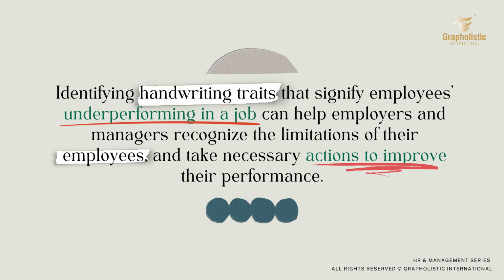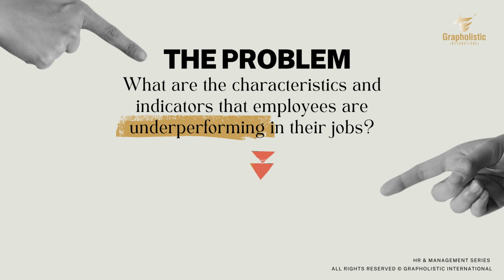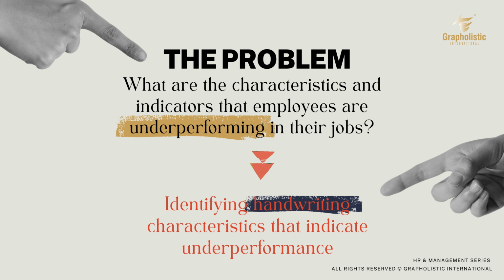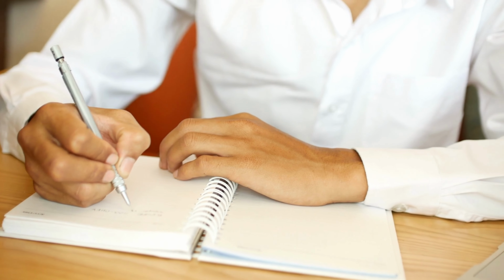Identifying handwriting traits that signify employees underperforming in a job can help employers and managers recognize the limitations of their employees and then take necessary actions to improve their performance. In this short tutorial, we will identify the indicators that employees are underperforming in their jobs, and then identify the handwriting traits that signify these characteristics of underperformance. Here is some useful information on this subject.